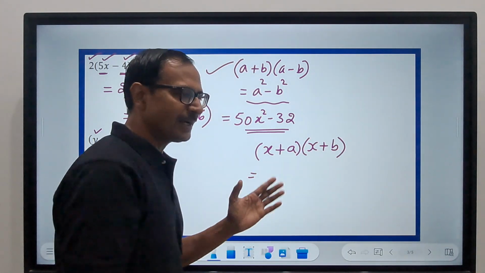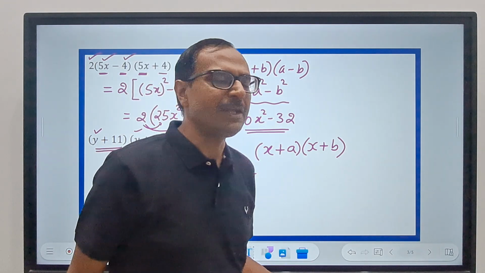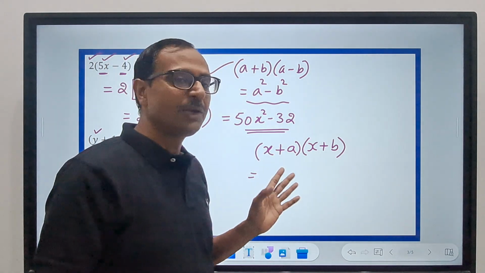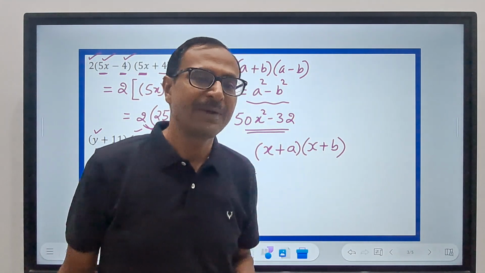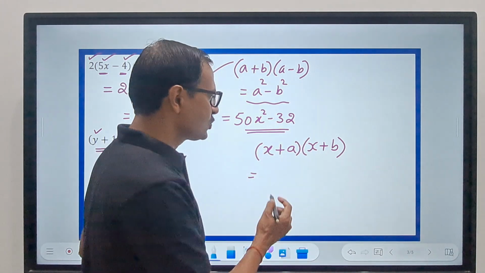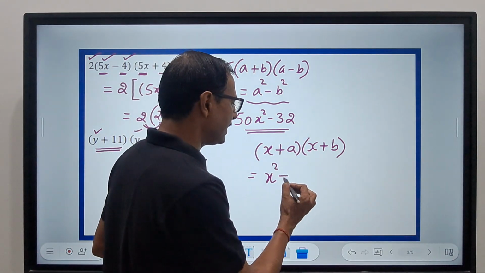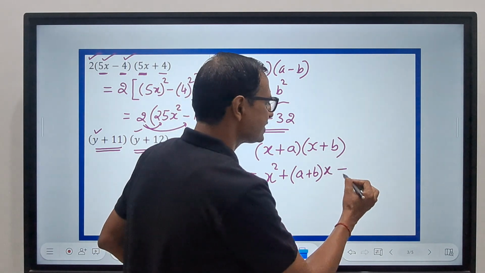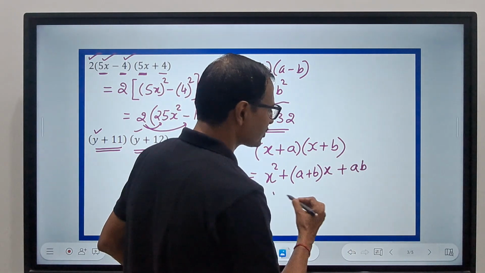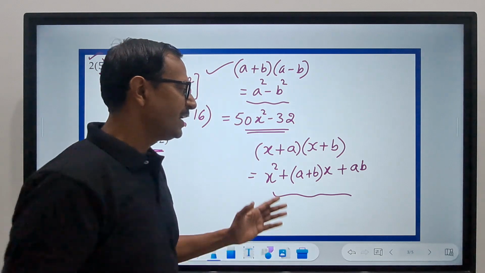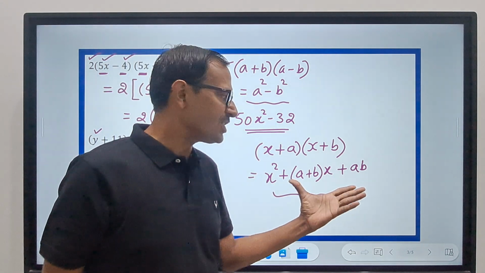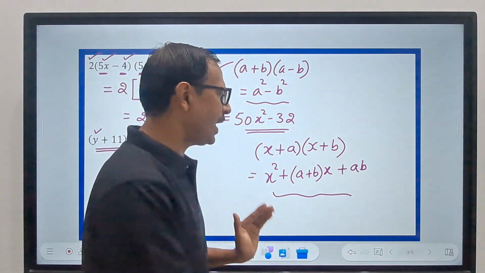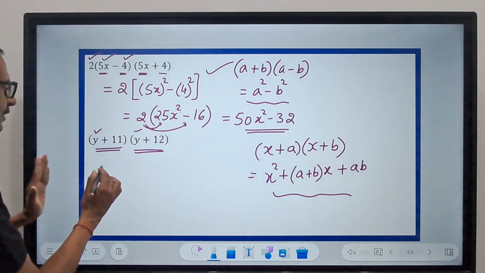Now what is this identity? Actually this is not an identity. If you multiply these two binomials, you can reduce it yourself in the form of an identity. So this is x square plus (a plus b) times x plus ab. This is actually the product of these two factors, which is in the shape of an identity. So I will use this identity directly here.